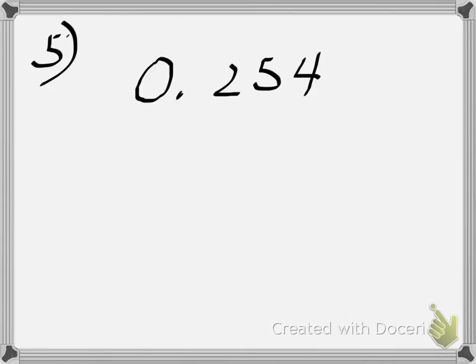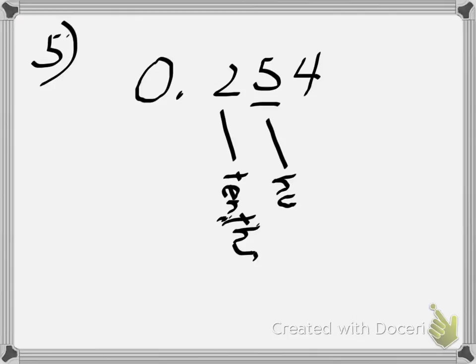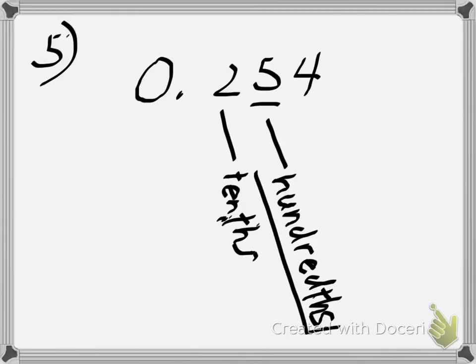Number 5 is asking for the place value, not the value, but the place value of the 5. So they want to know what place the 5 is in. Our first one here is in the tenths. And next is going to be the hundredths. So our answer is going to be the hundredths place. So it wants to know not the value of it, but the place value, what place it's in. So the 5 is in the hundredths.